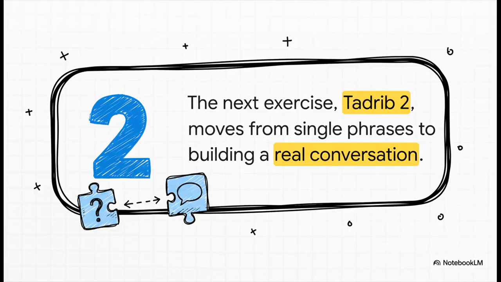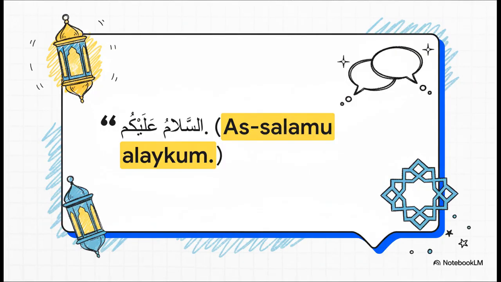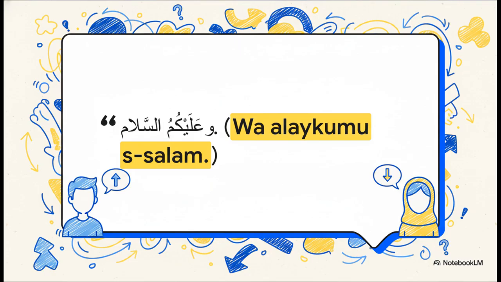The next exercise, Tajrid 2, takes it a step further. We're moving beyond just recognizing phrases. This is about putting them together into the back and forth rhythm of a real conversation. So the exercise starts with maybe the most famous Arabic greeting there is, Assalamu alaikum, meaning peace be upon you. What's fascinating here is that unlike the phrases we just learned, this greeting is universal. It's the same no matter who you're speaking to. And the standard response, which you'd match it with, is wa alaikum wassalam, which means, and upon you be peace.